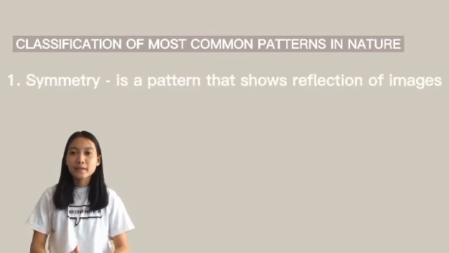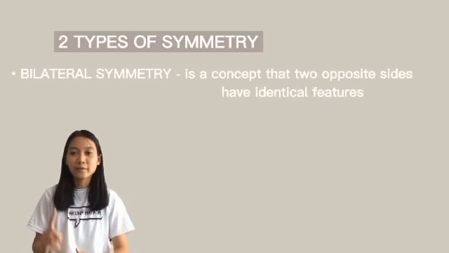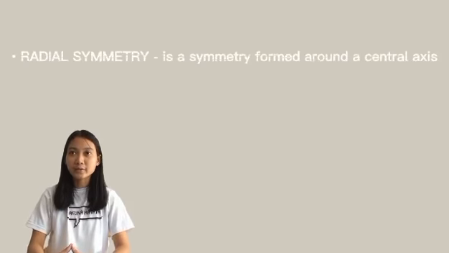First is the symmetry. Symmetry is a pattern that shows reflection of images, and the example of this is butterfly. And there are two types of symmetry. First is the bilateral symmetry. Bilateral symmetry is a concept that two opposite sides have identical features. The example is bridge. So second is the radial symmetry.